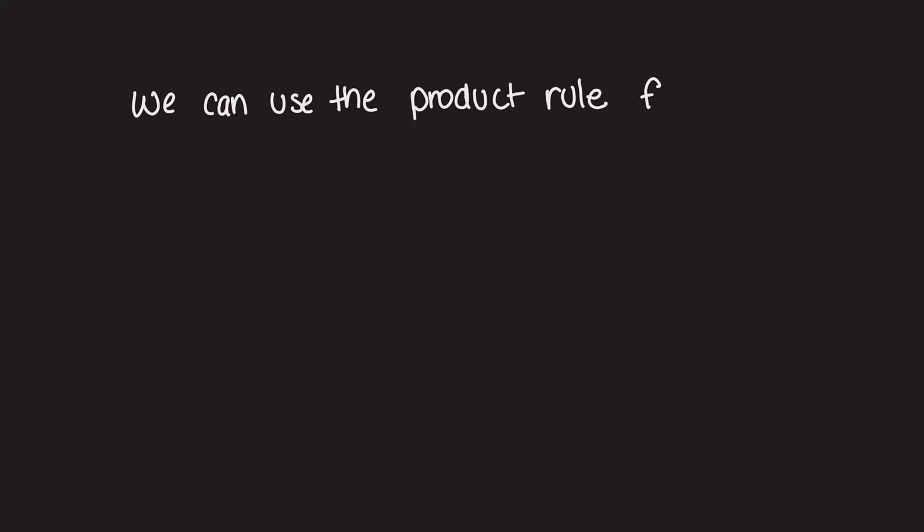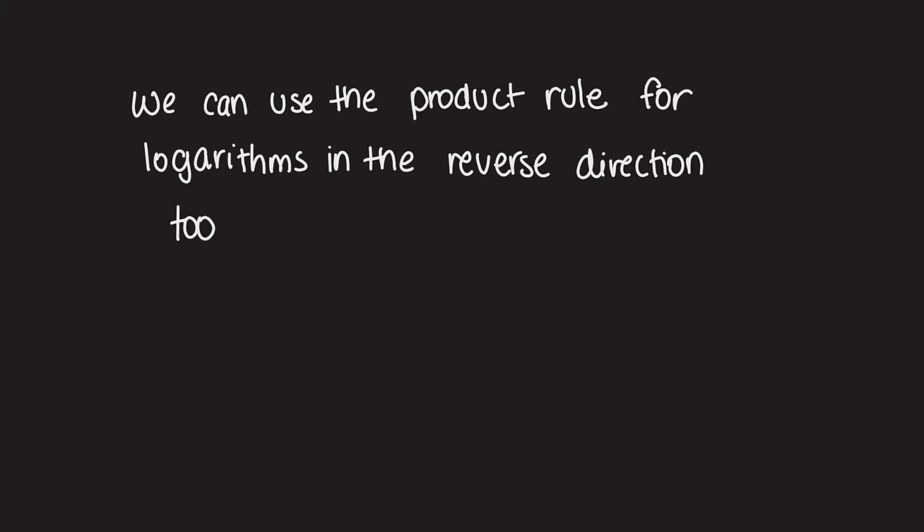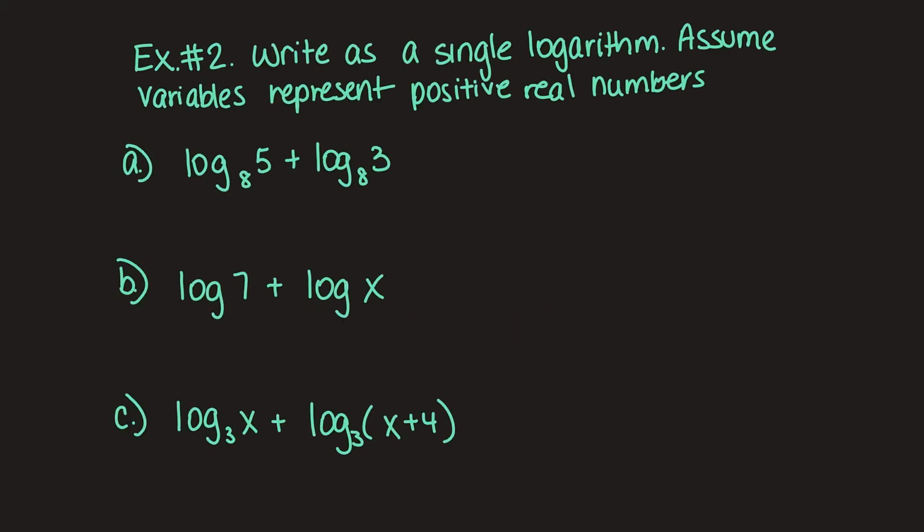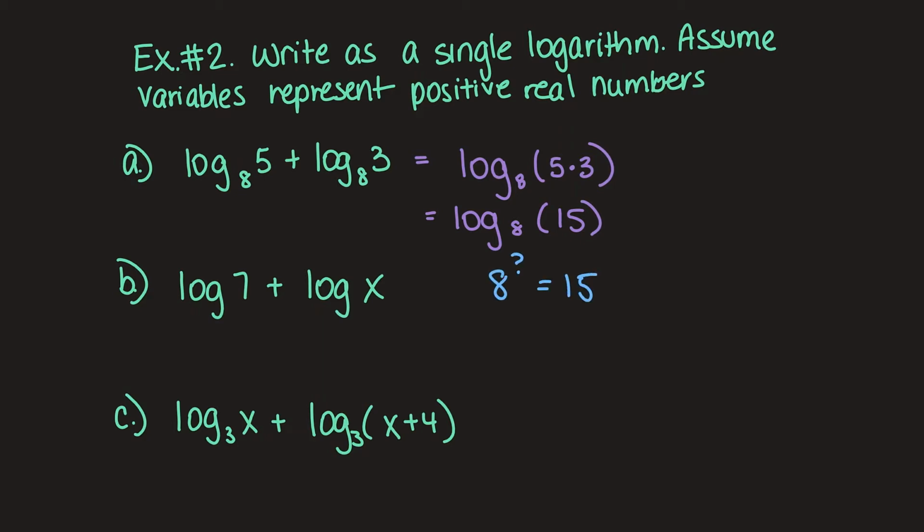So we can use the product rule for logarithms in the reverse direction too. If we start with the sum of logarithms, we can condense it back to a single logarithm. For example 2, we want to write each logarithmic expression as a single logarithm. We will be using the product rule in reverse to condense the logs. So log base 8 of 5 plus log base 8 of 3 can be rewritten as log base 8 of 5 times 3, or log base 8 of 15. And this log is simplified as is since there is not a power that is an integer that we can raise 8 by to get 15.